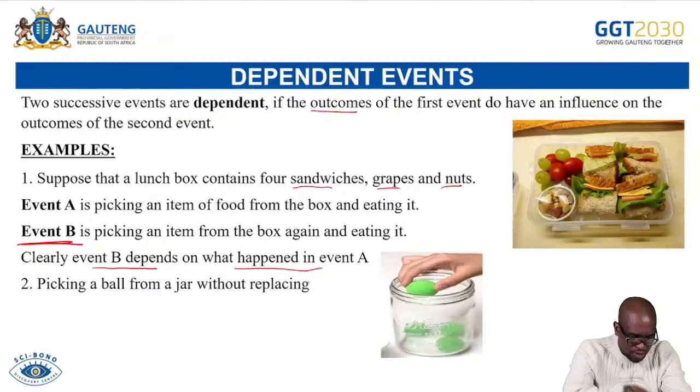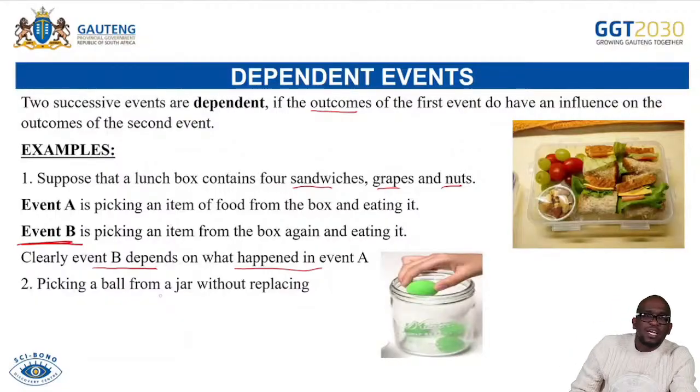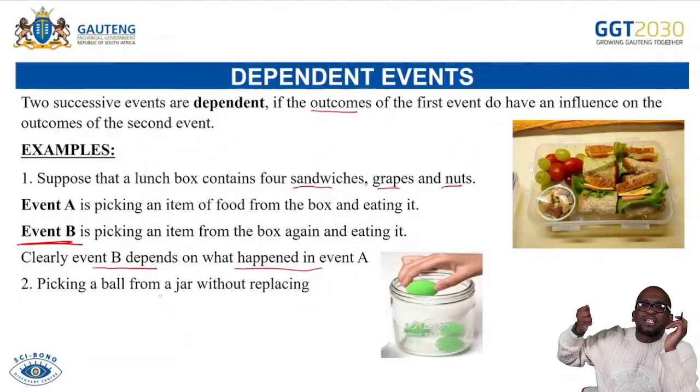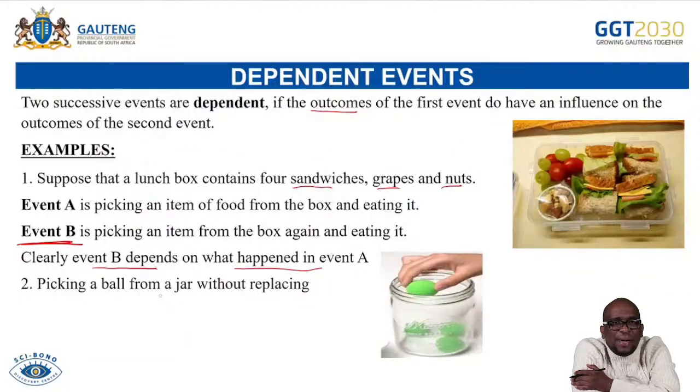They are not independent. And then example 2 that you can use: picking a ball from a jar without replacing. If you pick a ball from a jar, you had 4 balls, you pick one, you do not replace. When you go back and want to pick another one, you will now be choosing from 3 balls as opposed to choosing from 4. So going there for the second time depends on what happened when you went for the first time.